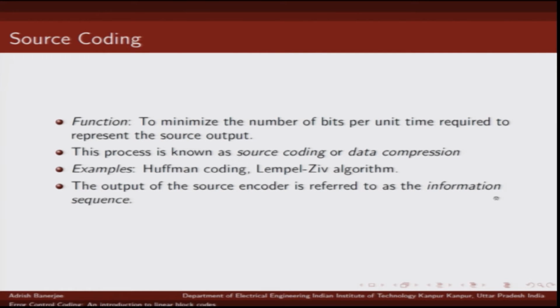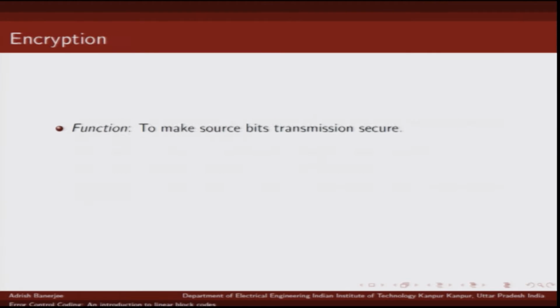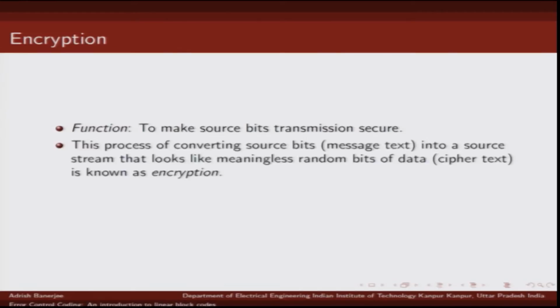And as I said, the input to our channel encoder, we are referring to it as the information sequence. Now, the next block was encryption, and the objective of the encryption is to make the data or the bits secure, so that unwanted users should not be able to find out what has been transmitted.